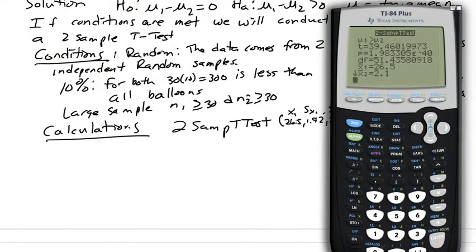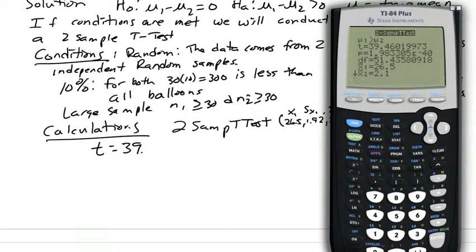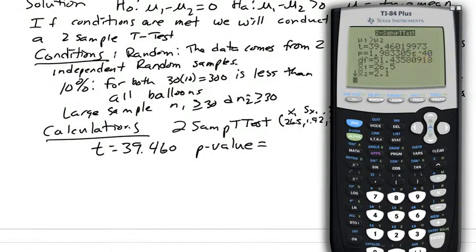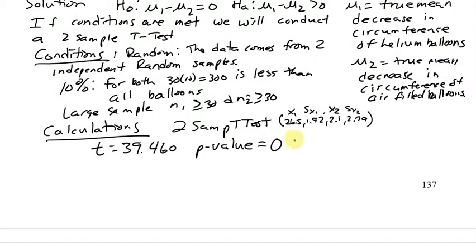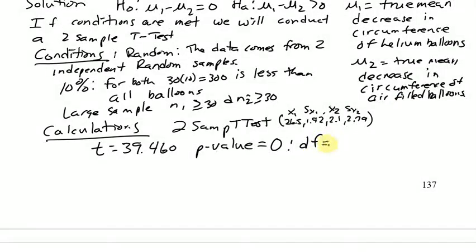So our t equals 39.460, and our p-value is pretty much going to be 0. You can see e to the negative 40, so our p-value is 0, and our degrees of freedom is 51.435. That's what we report out each time.